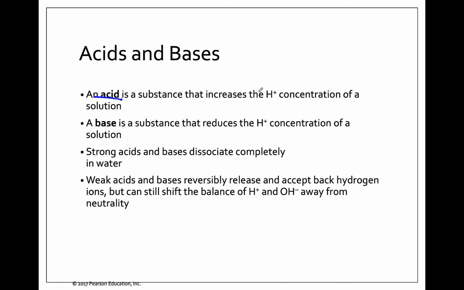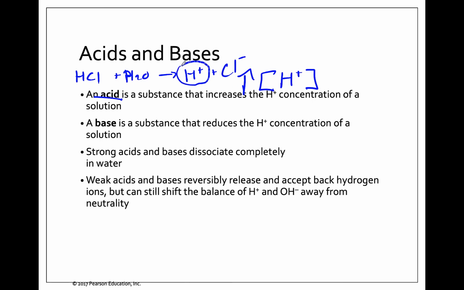An acid is a substance that increases the concentration of hydrogen ions. They're going to do this by breaking down in water and donating some hydrogen ions. For example, HCl is a strong acid. When you add HCl to H2O, that HCl is going to break down into hydrogen and chlorine. Because it adds hydrogens, it's going to increase the concentration of hydrogen ions, which is what makes it an acid. When this happens, the pH will go down.